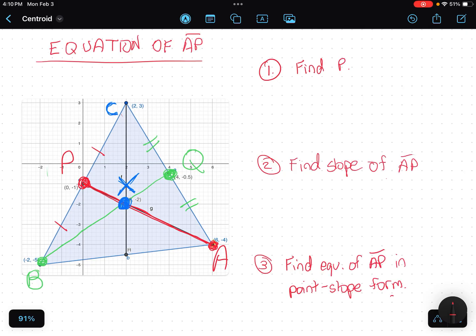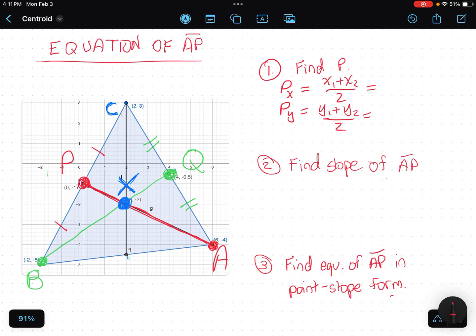To write the equation of median AP, first I have to find the midpoint P. Just a reminder, the midpoint formula, there's one for the x-coordinate, one for the y-coordinate, but it's nothing more than the average of the x-coordinates and the average of the y-coordinates. If you want the formulas, there they are. But basically, I'm going to take point B and point C and substitute the values to find out the coordinates of P.